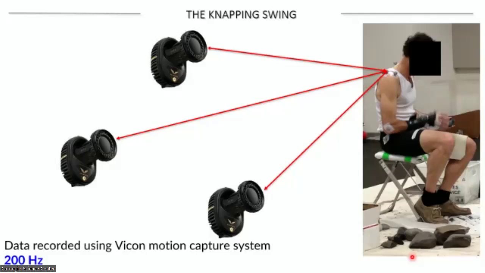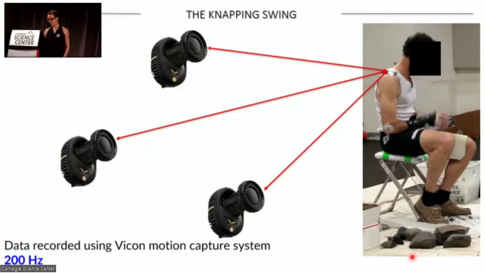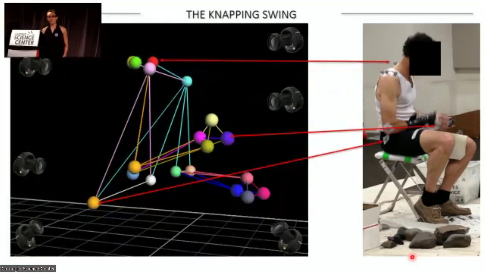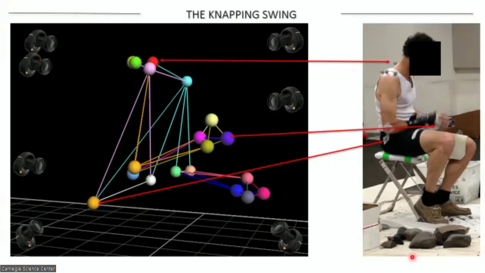So through the use of motion capture technology and infrared cameras and some very, very gracious volunteers, we know a lot about how the upper limb is moving during the production of stone tools. My collaborators and I used these super fast infrared cameras to record the movement of reflective markers that we super glued to the skin of our volunteers. I told you they were very gracious.